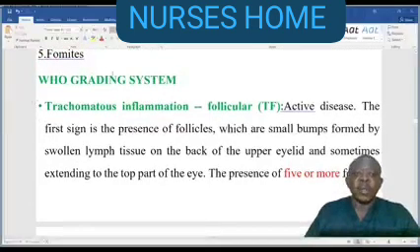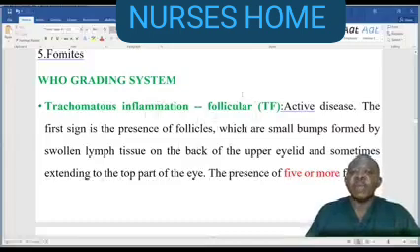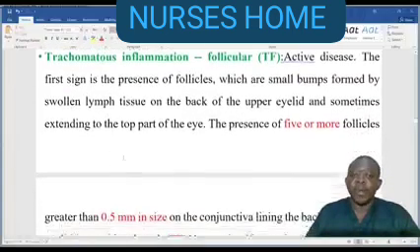Okay, so the first WHO grading is trachomatous inflammation, follicular. What is formed here is the follicle. There's active disease here, and the sign is the presence of follicles, which are small bumps formed by swollen lymph tissue. The lymph tissue is trying to protect the infection from going to other areas, so it becomes swollen. That is at the back of the eyelid, and sometimes extending to the top part of the eye.